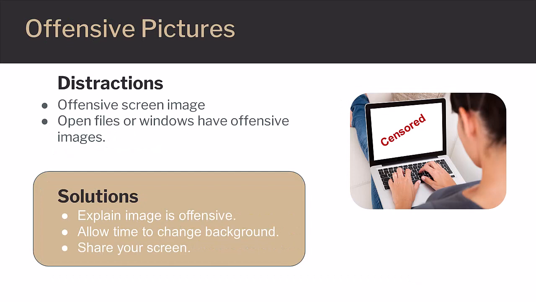If a student shares his or her desktop and has an offensive background picture, or he or she opens a file with an offensive image, it's important to explain to the student that you find the picture offensive and that it is not appropriate in an academic setting. Ask the student to please change the desktop picture or to close the file. Students usually change the picture quickly. And if the student chooses not to, you can stop the student from sharing his or her desktop, and then you can use other sharing options, such as sharing a document or sharing your own desktop.